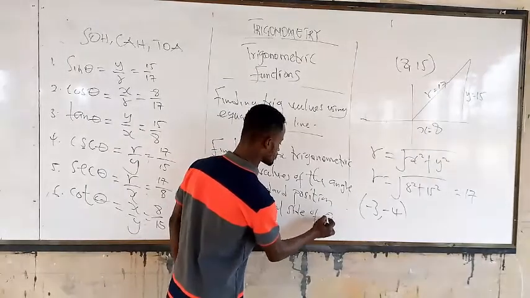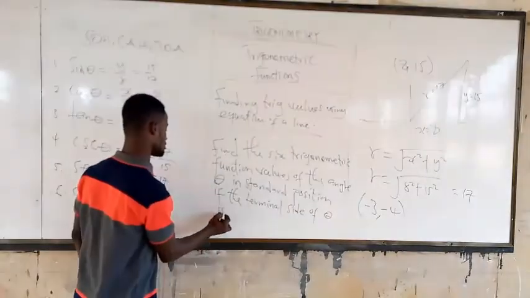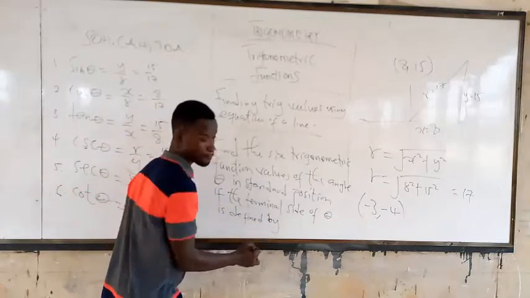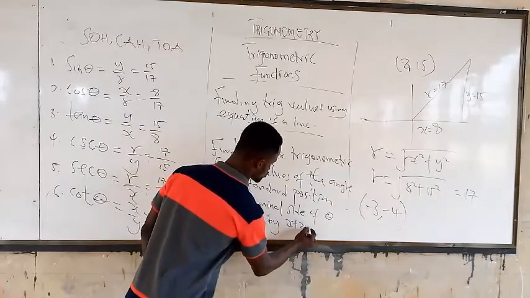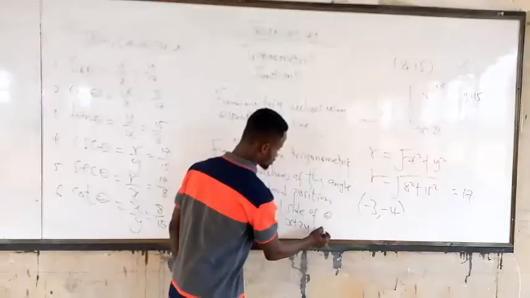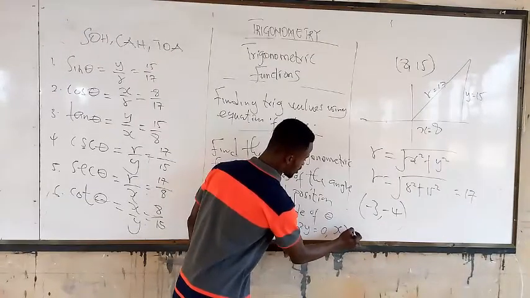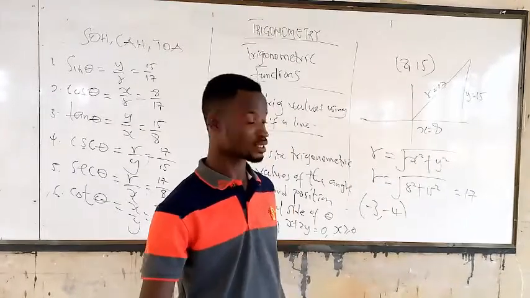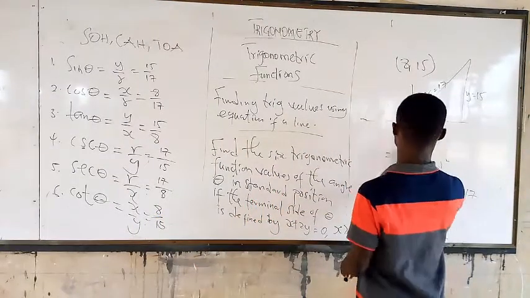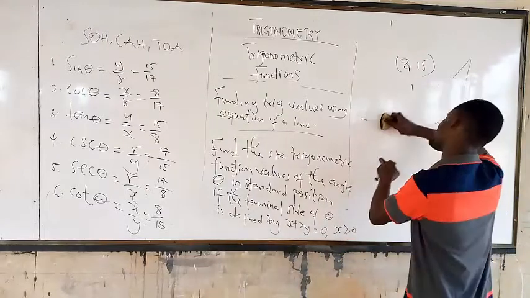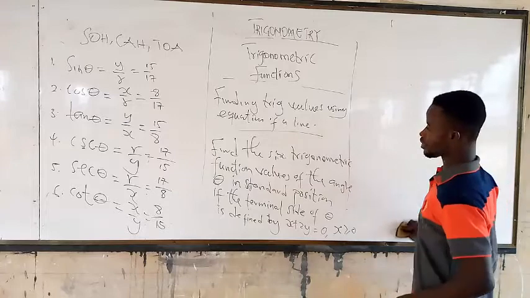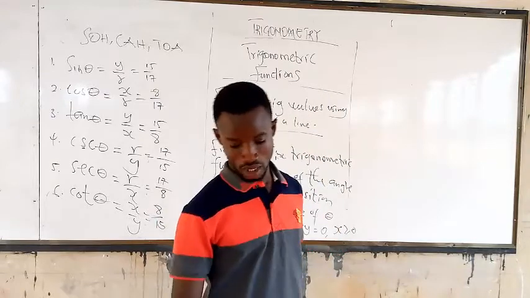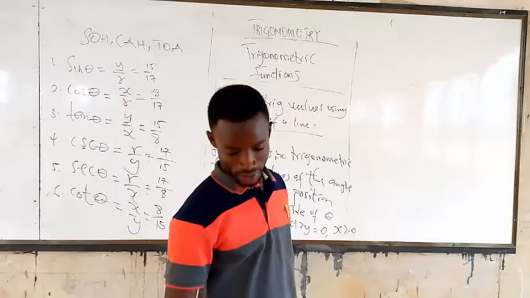If the terminal side of theta is defined by x plus 2y is equal to 0, where x is greater than or equal to 0. Alright, so let's look at that. It's not always that we can use a point to get the trigonometric functions.